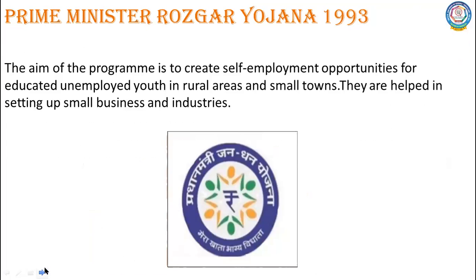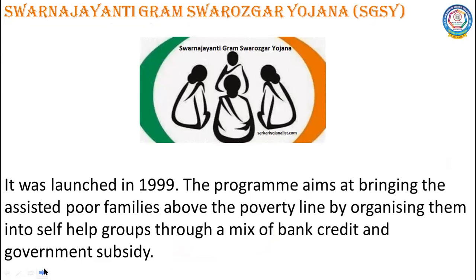Prime Minister Rozgar Yojana, where you can see that the youth are encouraged and motivated by the government by providing money so they can start a small business or industry. This is Swarna Jayanti Gram Swarozgar Yojana, where women can come forward and form self-help groups by taking a loan from the bank, and they can start their own business.